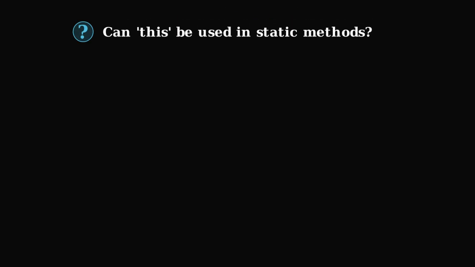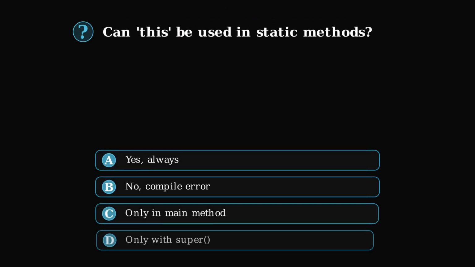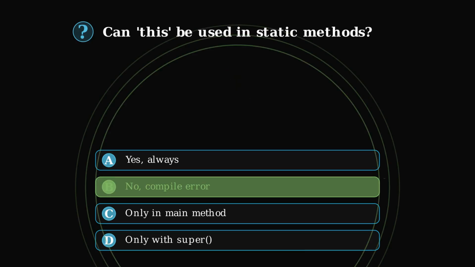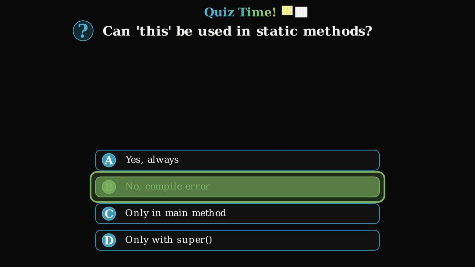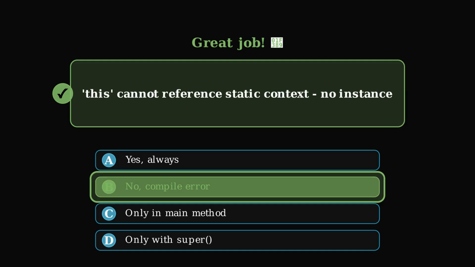Can this be used in static methods? Which one is correct? The correct answer is this cannot reference static context. No instance.